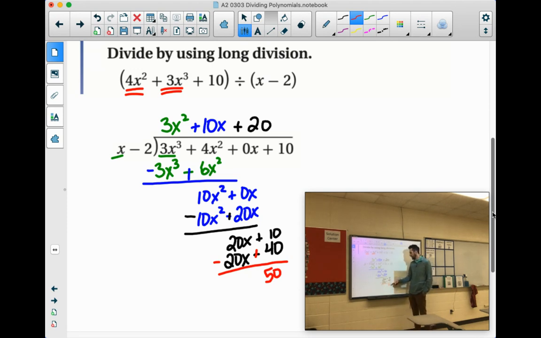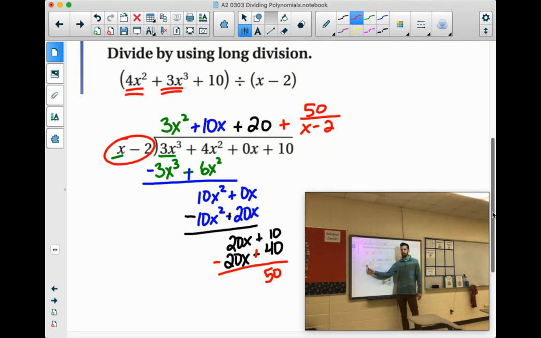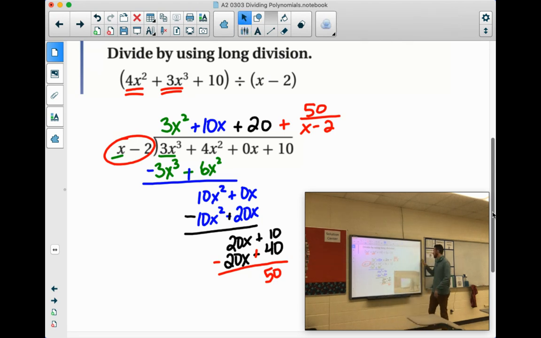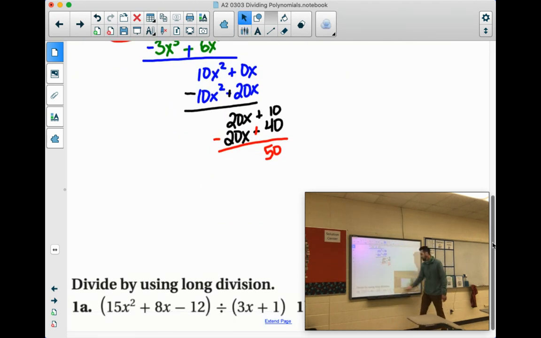So the way we're going to write that, instead of remainder 50, that was so fourth grade, you're going to write plus 50 over x minus 2. So instead of writing remainder 50, you would put plus 50 over whatever you were divided by, okay? So this would be our final answer, 3x squared plus 10x plus 20 plus 50 over x minus 2. It's a little tough, but you know, once you try a few of them, you'll be just fine.